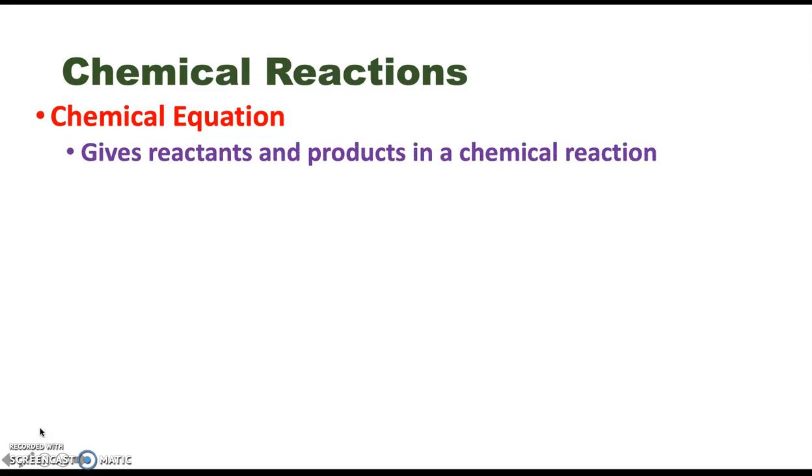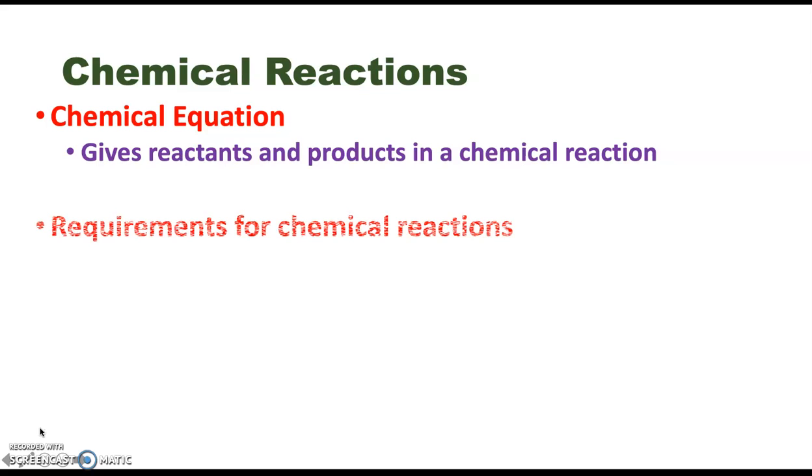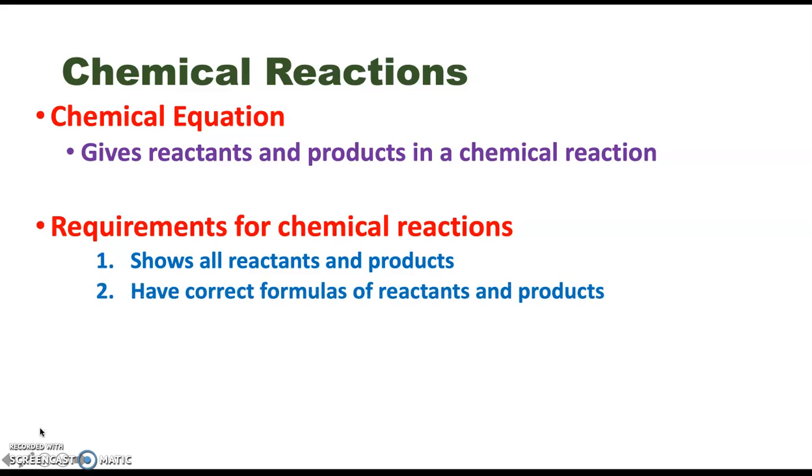Now, chemical reactions tell us what reactants and products are in a chemical reaction. They tell us what goes in and what comes out, so what things are changing. Now, there are some requirements for a chemical reaction. They show all the reactants and products. They show everything that's involved. They have the correct formulas of reactants and products.